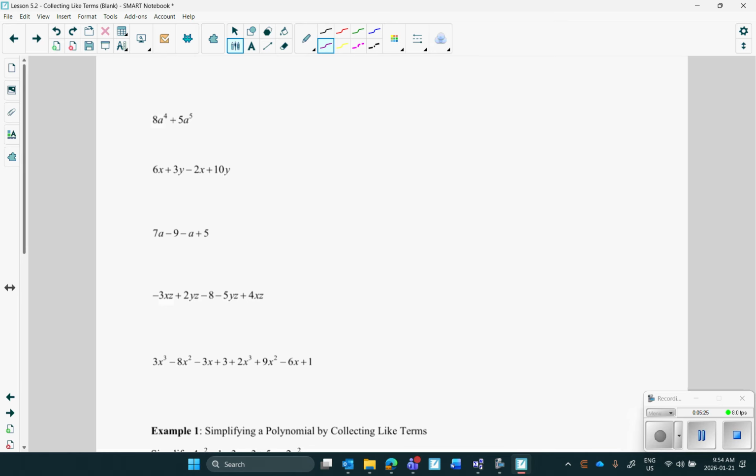8a to the fourth plus 5a to the fifth. Yeah, can't do it, can you? Because they're not like terms. Can't simplify. Now we're starting to get some longer expressions like that one that I wrote. Well, how do we deal with these? Just highlight the ones that are like terms and combine them.